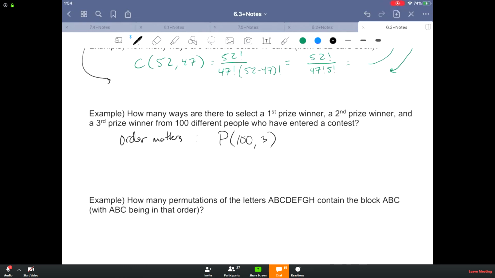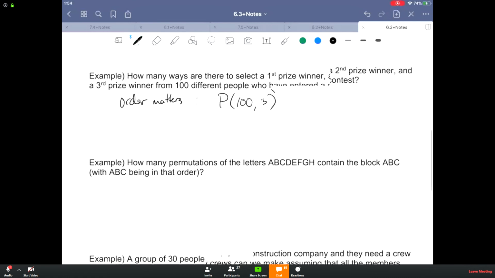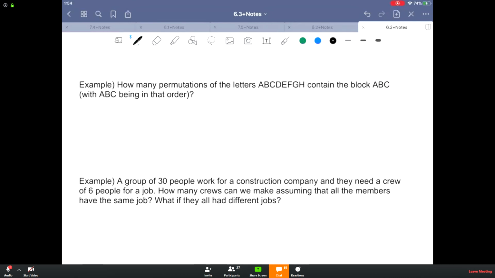All right. The next one, actually, let me do the last one. We'll go back up to the letters one. I think that's probably the hardest one. So in this one, a group of 30 people work for a company, and they need a crew of 6 people. How many crews can we make, assuming that all the members have the same job? If they have the same job, the order doesn't matter, because they all have, in a sense, the same title. So that would be a combination. You have 30 people and you're choosing 6 of them.